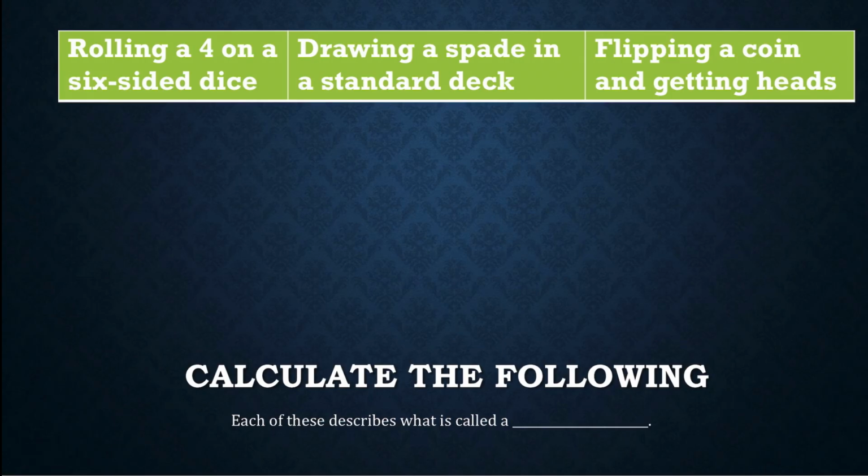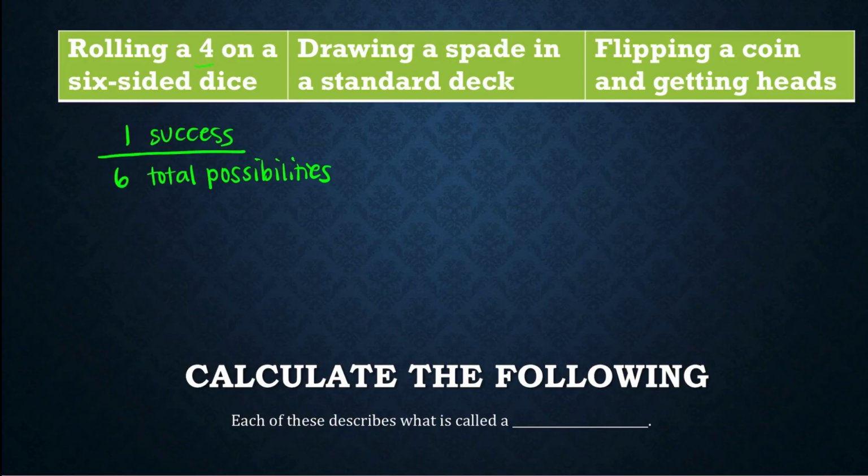So let's calculate the following. Rolling a 4 on a 6-sided dice. One thing that I've noticed is people say, oh, this is a number, I should put that on the top. Please don't. Remember that 4 is just one side of a 6-sided dice. So I'm going to put 1 out of 6, because this is my number of successes out of my total possibilities. That's how you find them. You do successes over possibilities.